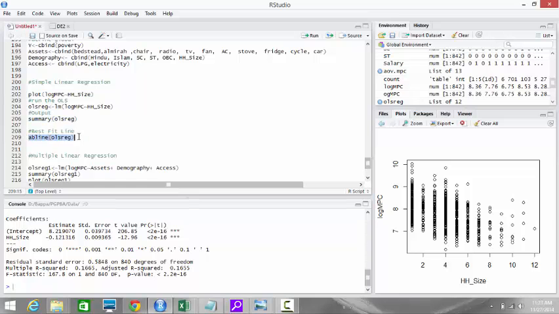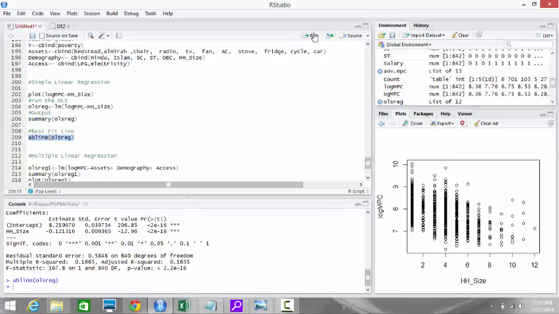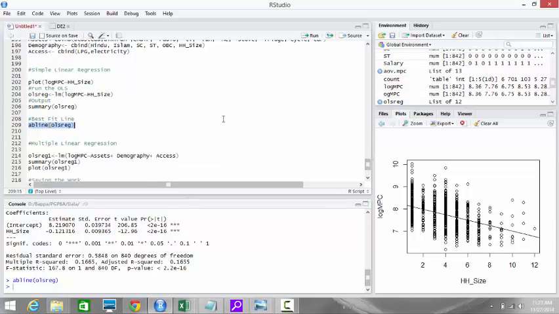Next is the best fit line. So this is the best fit line we have, and so indeed, this is the best fit line where the intercept is 8.21 and the slope is minus 0.12.